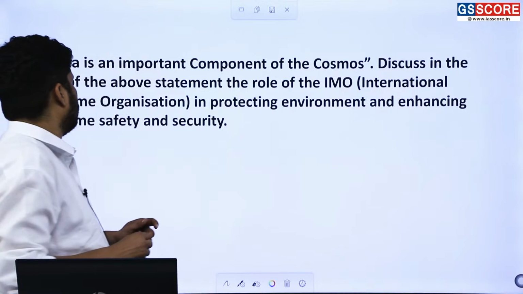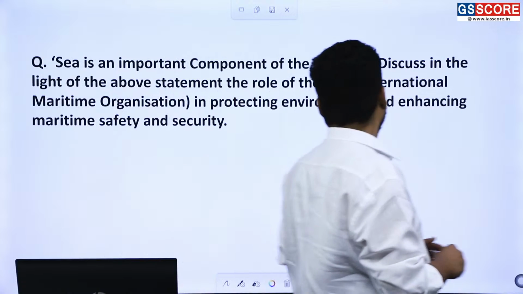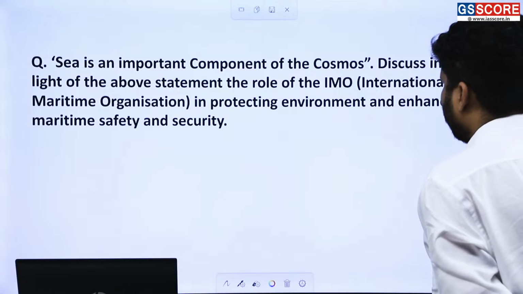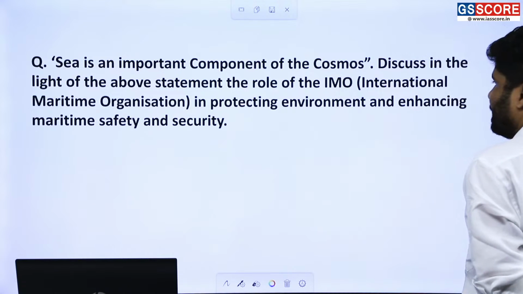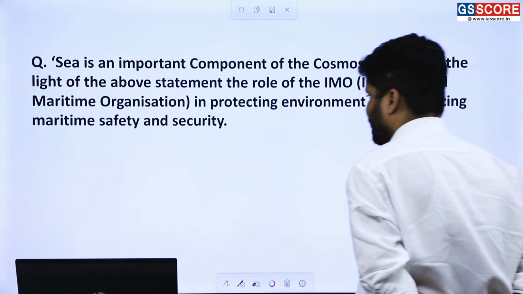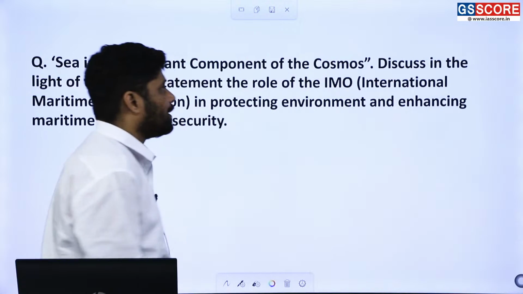Okay, so the question is: sea is an important component of cosmos. Discuss in the light of the above statement the role of IMO, the International Maritime Organization, in protecting the environment and enhancing maritime safety and security. Not a difficult question at all.